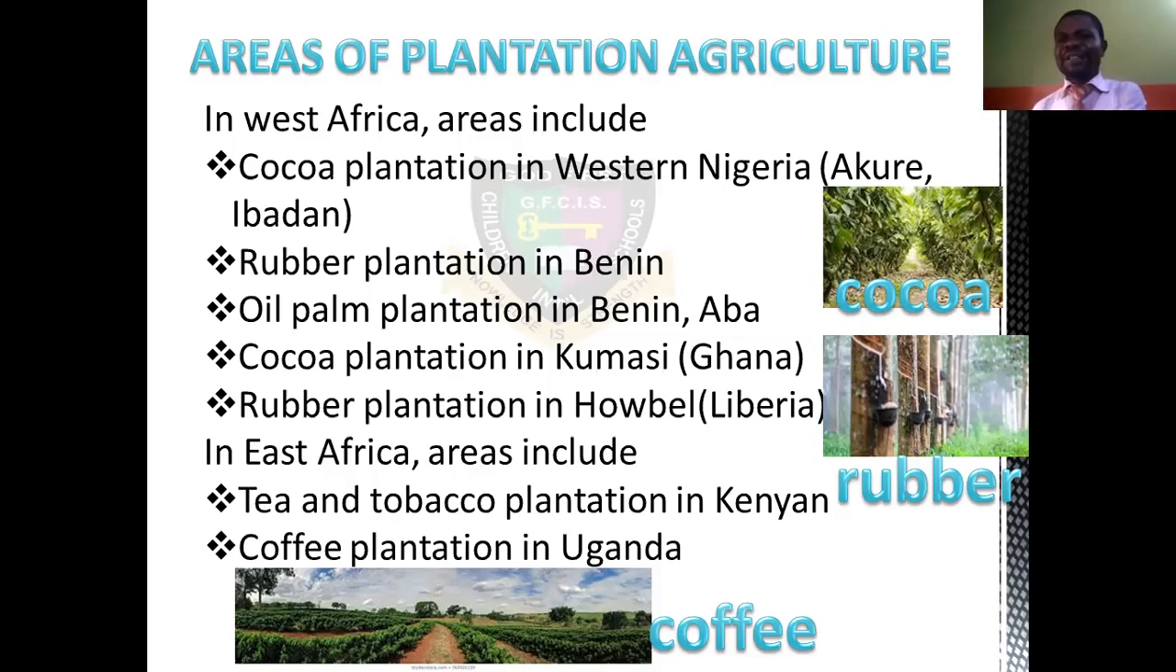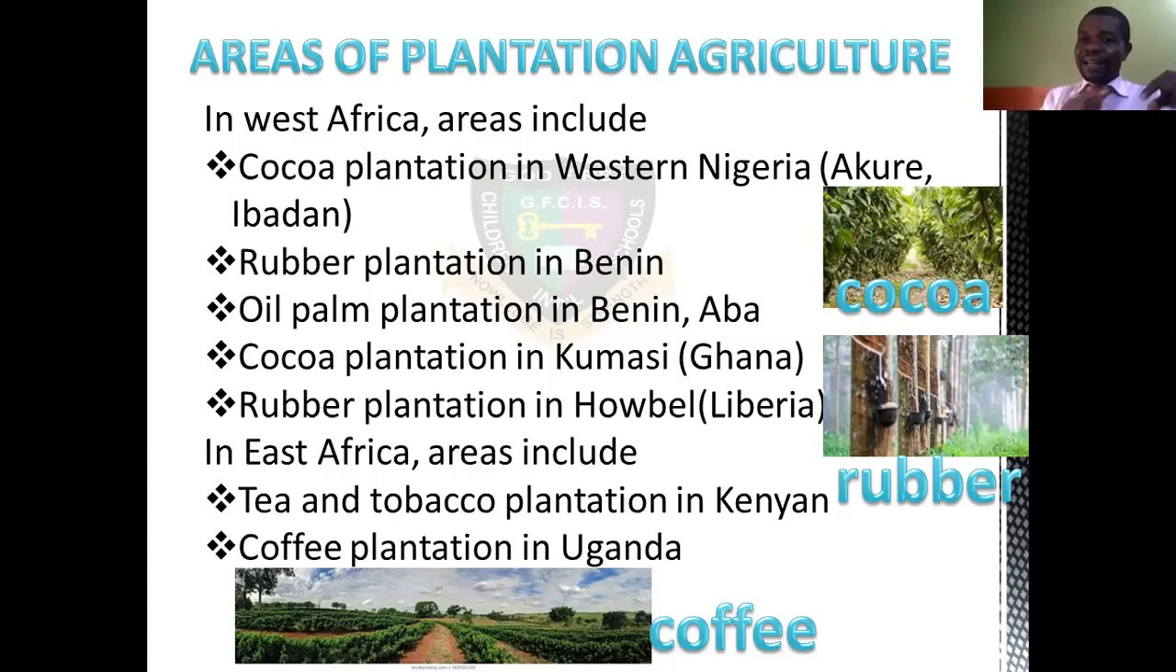Then let us come to the east. In East Africa, we have tea and tobacco plantation in Kenya, in the east of Africa. Then Uganda, coffee production or plantation. This is a coffee plantation you are seeing here. Everything here is coffee. They are used to make tea, we call it coffee tea, and so many other things. Even the cocoa too, you know how they process them. Both Uganda and Kenya are in the east of Africa. They have coffee production, and tea and tobacco plantation in Kenya too. Both of them are in the east.